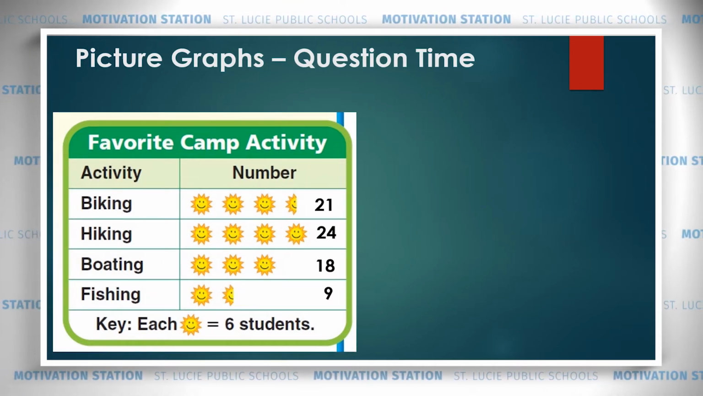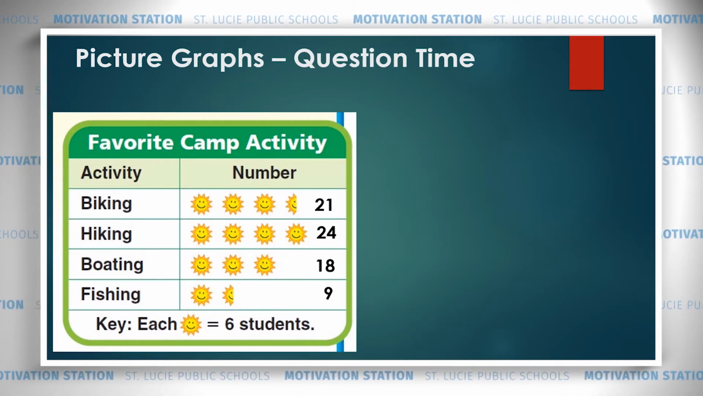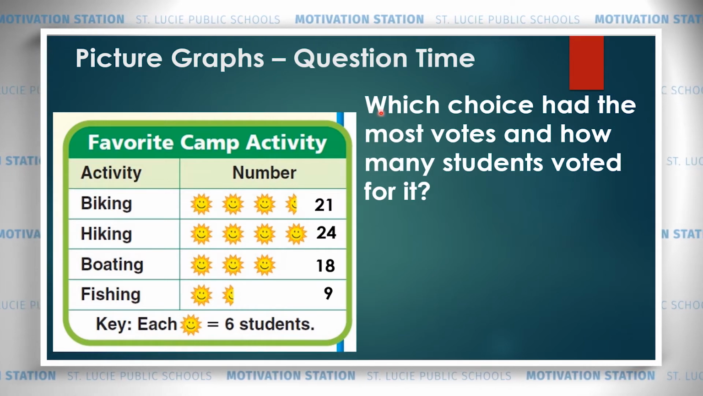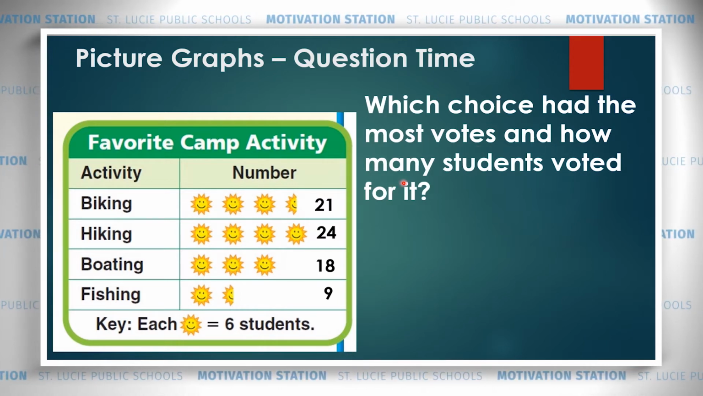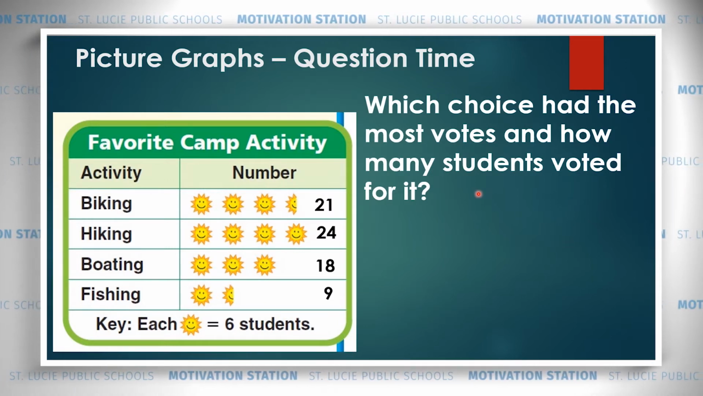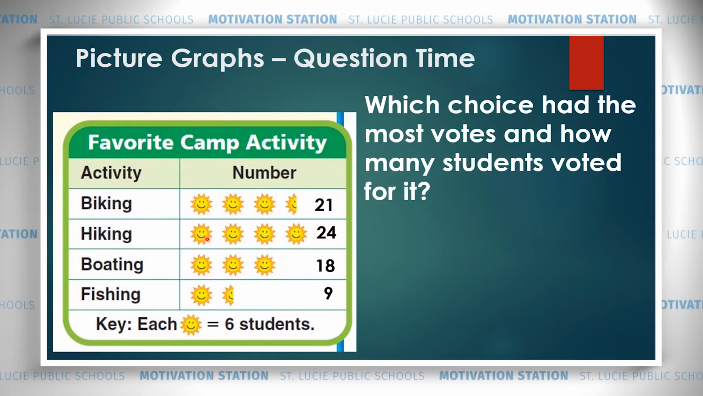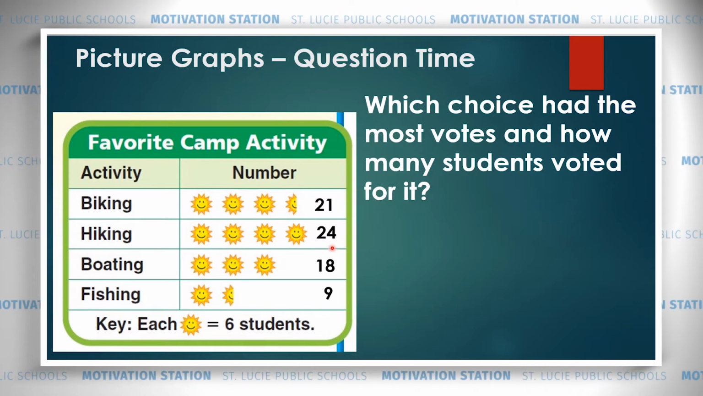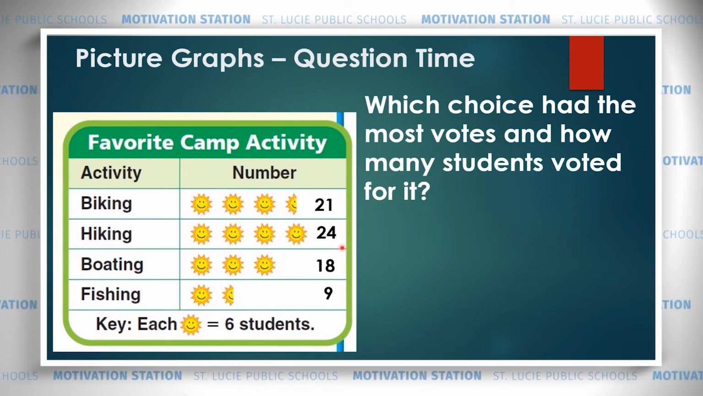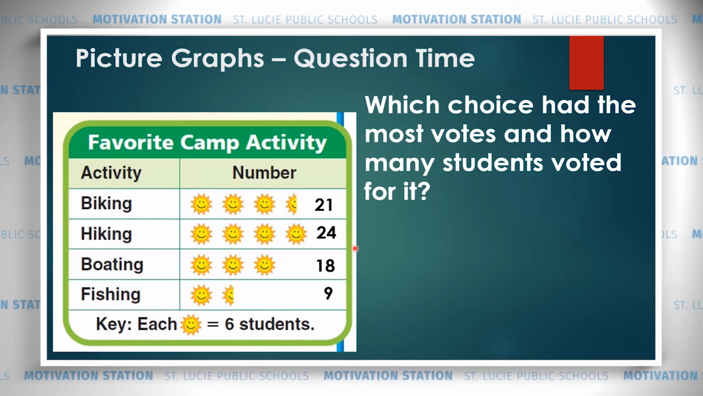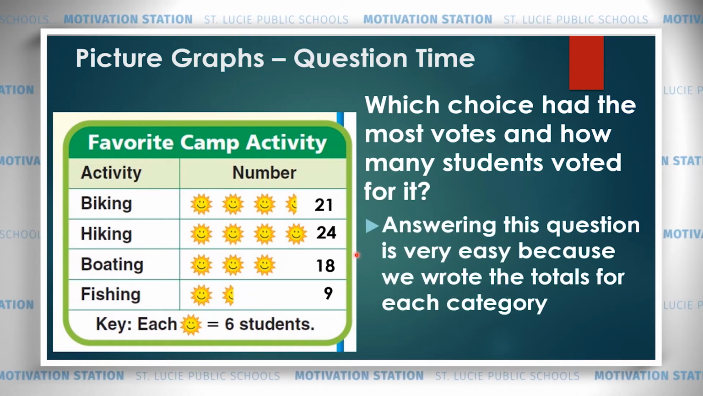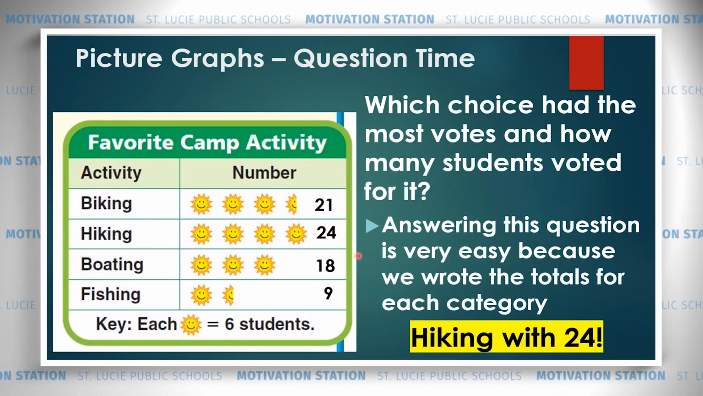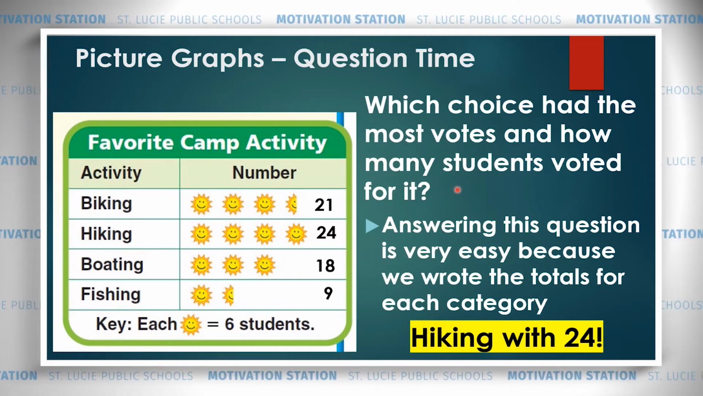We're going to use the same picture graph, favorite camp activities, to answer another question. Which choice had the most votes and how many students voted for it? Well, I can see that hiking has the most sunshine, so it only makes sense that hiking has the most votes. And I can also see where we wrote the answers at the end of each row that 24 is the biggest number. So I've already done all the work because I wrote the totals for each category. Therefore, hiking with 24 is the most voted for category.